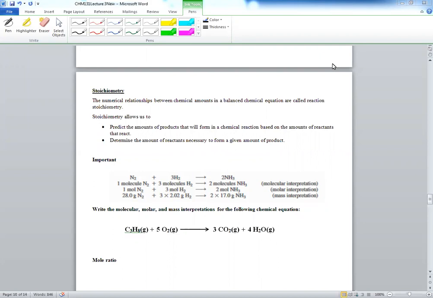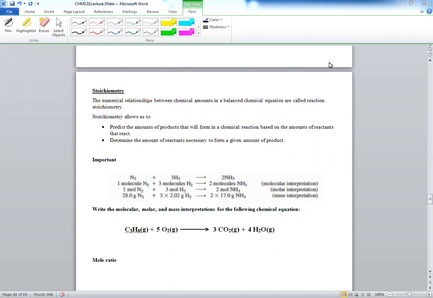Just like when you go on a trip, you have to make sure you have enough gas in the car, you have water on the roadways, etc. The same thing here is we have to account for the amount of our reactants.